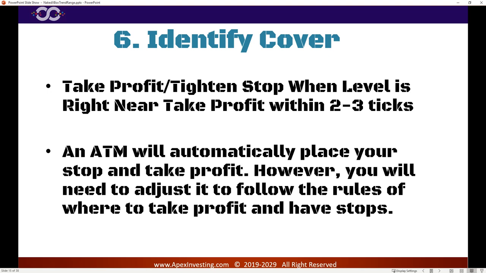Right here, your take profit. When a level is right near your take profit, within 2 or 3 ticks. So let's say, hey, I'm going for 10 ticks, but about 7 ticks away, just a few ticks from my take profit, there's a level there. I want to go ahead and just take my profit. Or I want to tighten up my stop.